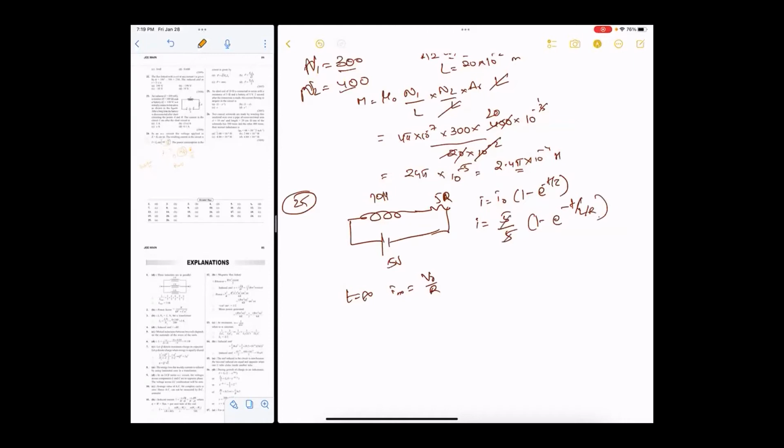So how to remember this formula? This is the growth circuit, 1 minus e power minus t by tau. Decay circuit is I naught e power minus t by tau. That is the difference. So it is 1 into 1 minus e power. What is the tau here? t is equal to 2 seconds. t is equal to 2, R goes to the numerator, 5. Inductor is 10. So 1. So 1 minus e power minus 1. 1 minus e power minus 1. Okay.